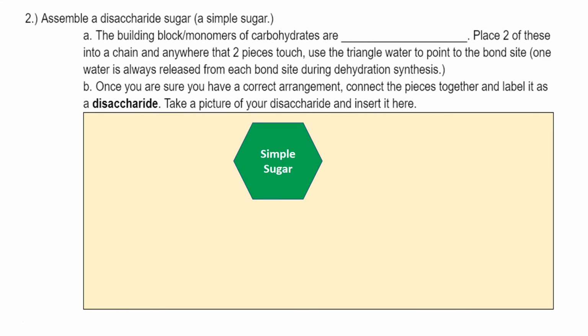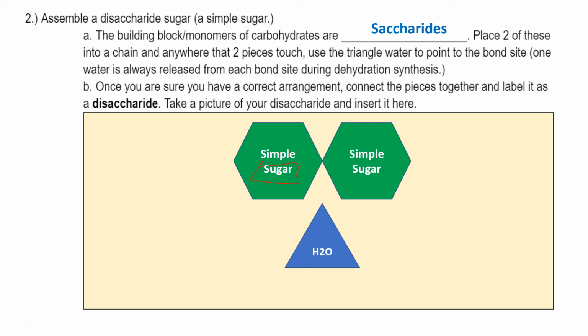Number two, it says assemble a disaccharide sugar. It's also considered a simple sugar. But first, I need you to answer this question. The building block or monomer of carbohydrates are... What are the building blocks of carbohydrates? That is saccharides. Okay, and saccharide is just a fancy word for sugar. So go ahead and show me a disaccharide through dehydration synthesis. Add your second sugar, and go ahead and show me water leaving the bond site.